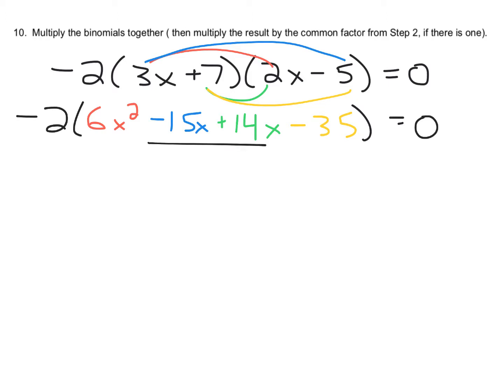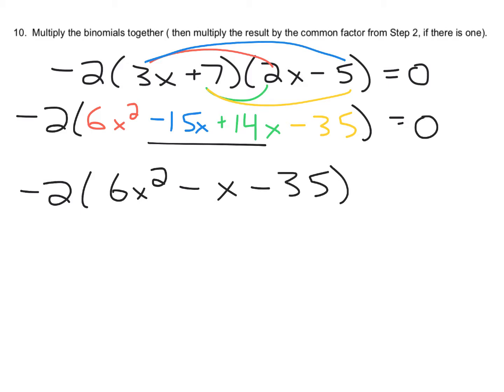So we get -2 parentheses 6x squared minus x minus 35 equals 0. Okay, that's what we're going to do. And we're going to compare that with our original after we distribute this through. We need to distribute this to all three terms.